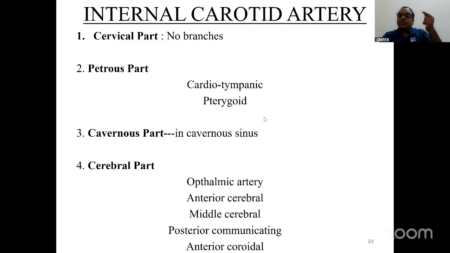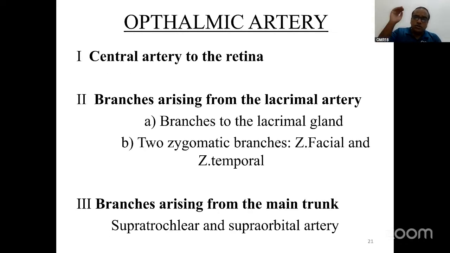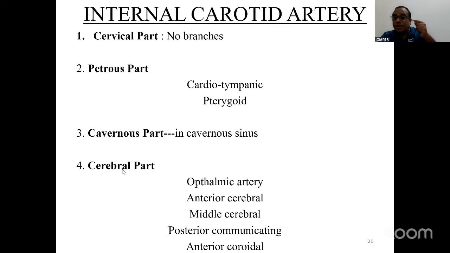And this ophthalmic artery you should learn in detail. The ophthalmic artery has got the central artery of the retina. The second one arises from the lacrimal artery. These are the sub branches. Here you see the zygomaticofacial and zygomaticotemporal. When you study the first chapter, that is the scalp, temple and face, this will come. If someone asks you what is the zygomaticofacial artery, it is the branch arising from the lacrimal artery of the ophthalmic artery. And the ophthalmic artery arises in the cerebral part of the internal carotid artery.